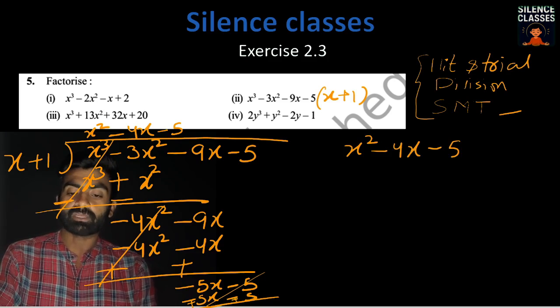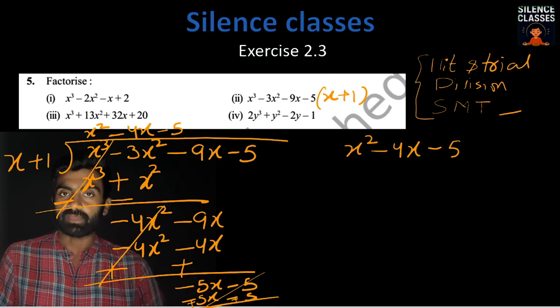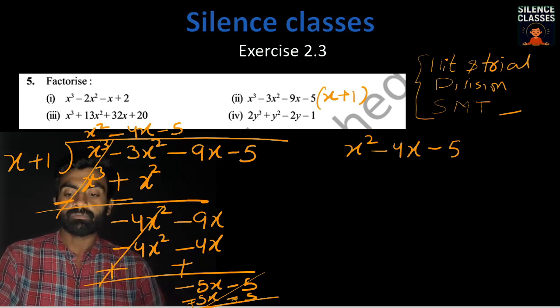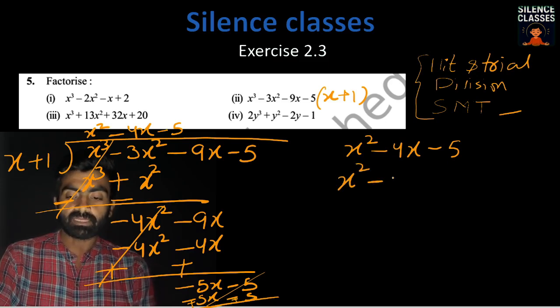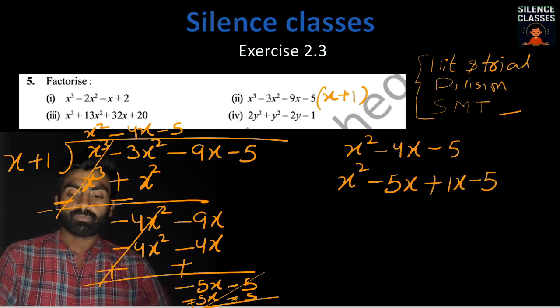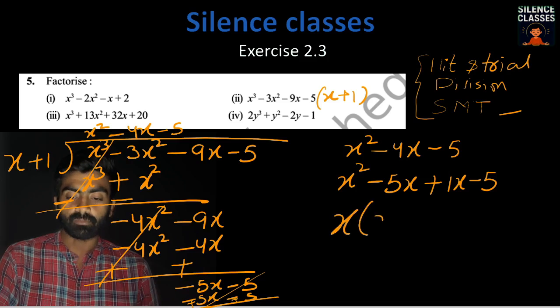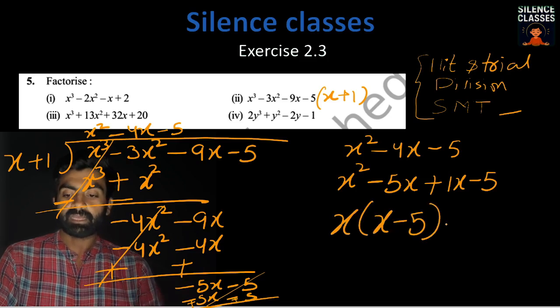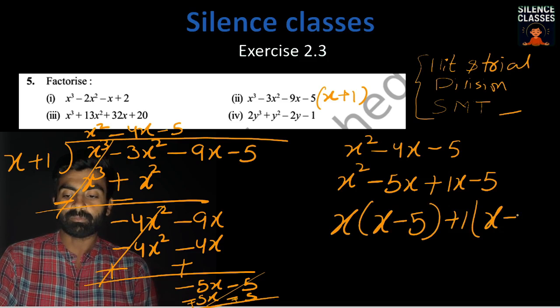By this we will get this particular equation. By solving it by splitting the middle term, we can find the next two factors. For splitting the middle term, the multiplication should be 5, so we can write x square minus 5x plus 1x minus 5. 5 multiplied by 1 is 5, and 5 minus 1 is 4. So we can take x as common, so it will become x minus 5, and we can take plus 1 common, so it will become x minus 5.